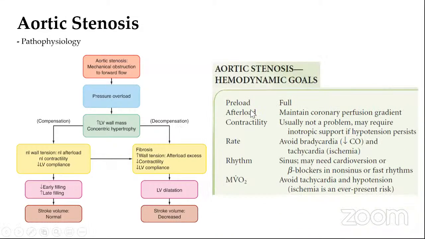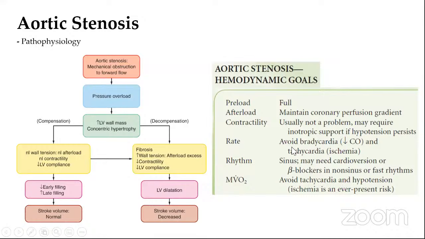So hypotension is your enemy here. You can't sacrifice having hypotension in a severe aortic stenosis patient. Contractility usually is not a problem if it's compensated, but if it's decompensated, you need inotropic support because you need to augment the cardiac output.